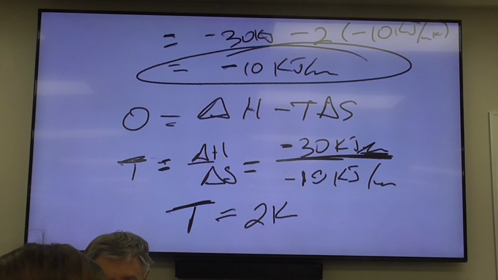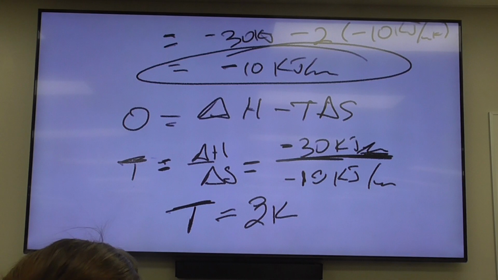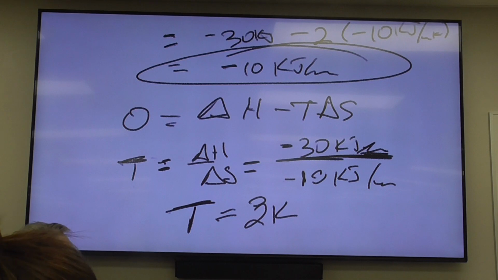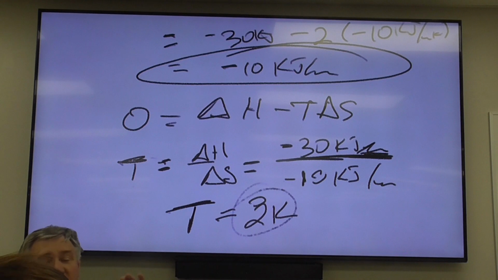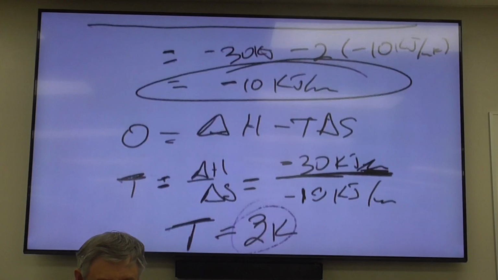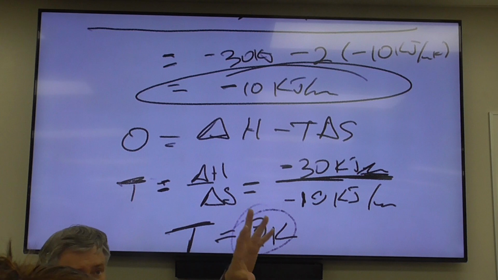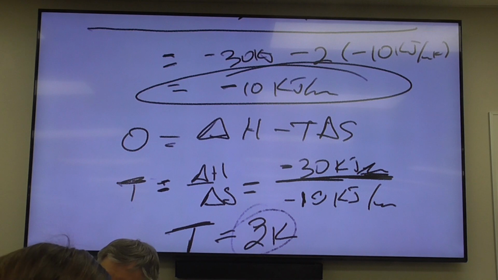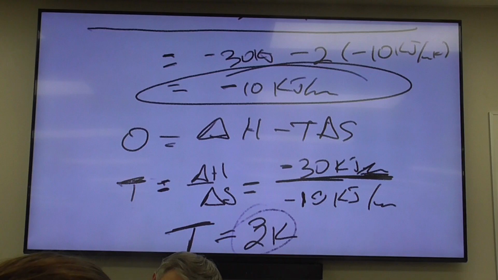So, what? 3. I'm sorry, 3. I was thinking 2 we just did. 3. 30 divided by 10. You all are looking at me, it's like, okay, what did I do wrong? So at 3 Kelvin, the system's going to be in equilibrium. So if I drop it to 2, if I go below that point, then I let the enthalpy term be dominant, and I get a spontaneous reaction. But if I run it at too high temperatures, my entropy term becomes dominant, and it drives it away from spontaneity.